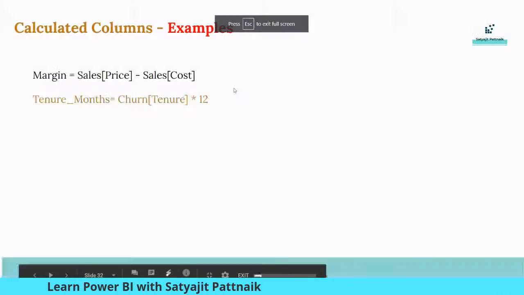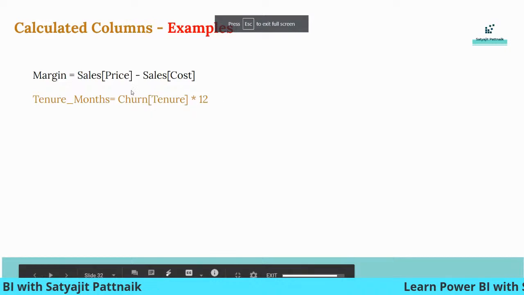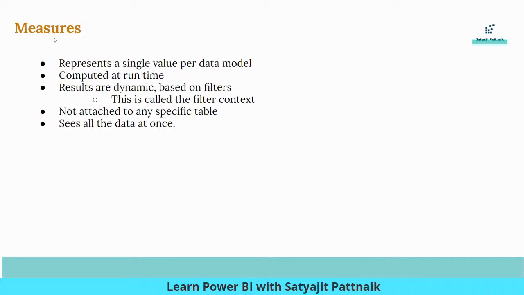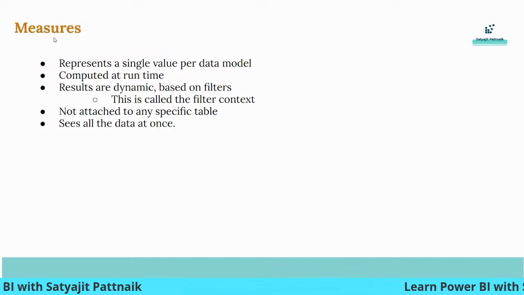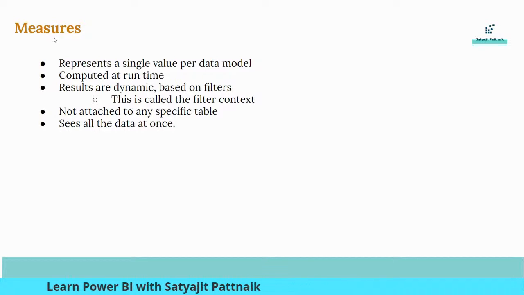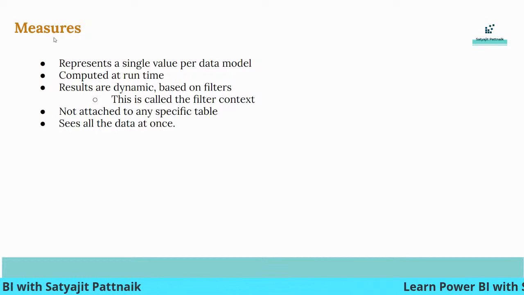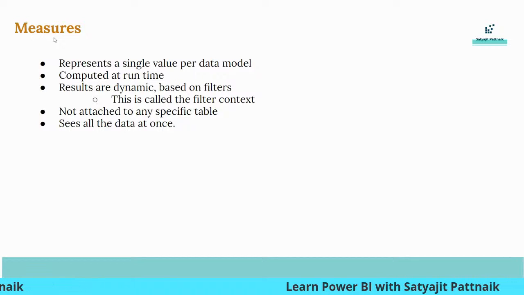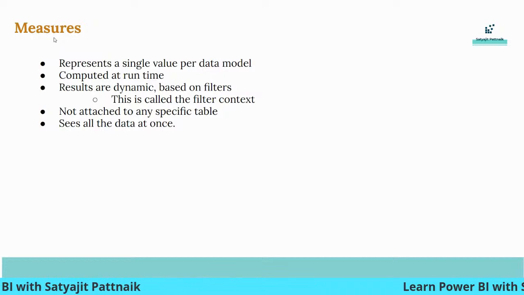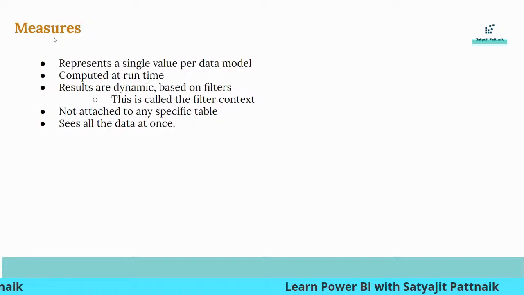So calculated columns, I showed you how to create the basic calculations, minus, plus, arithmetic operations. What are measures? I also showed you what are measures. Basically, it's computed at runtime, because when I'm creating a measure, then only I'm getting my results, right? So it is computed at runtime. Represents a single value per data model. Results are dynamic based on filters, not attached to any specific table. You can create a measure using multiple tables as well. Okay, sees all the data at once.